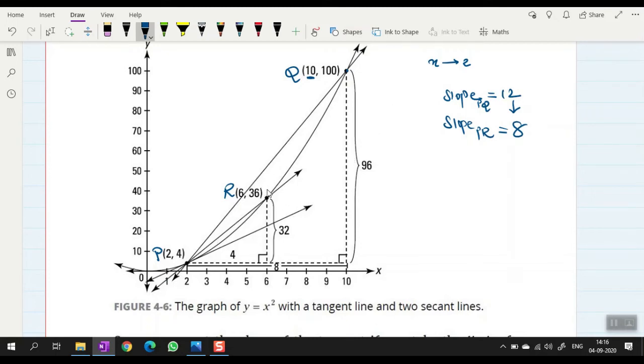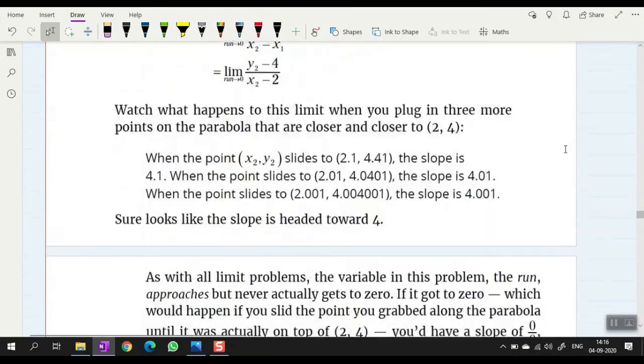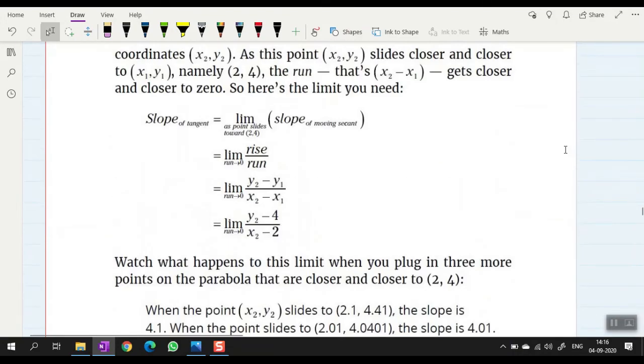Now you need to bring this point so close to point P that the slope of the new line becomes equal to the tangent at the point. Okay, so this is what we are trying to do. But how? Okay, so what we need to do is this. Pay attention here.